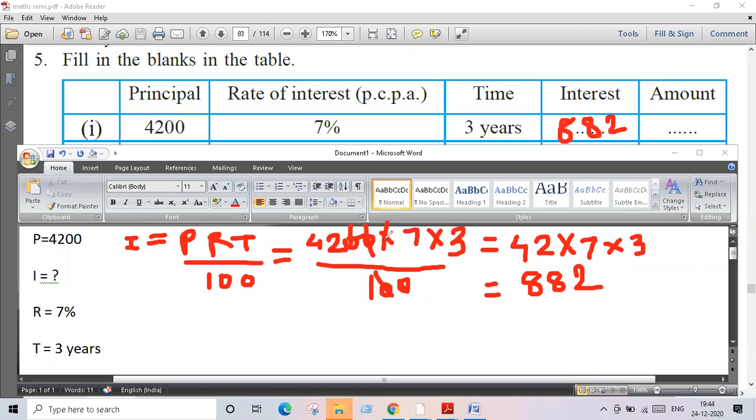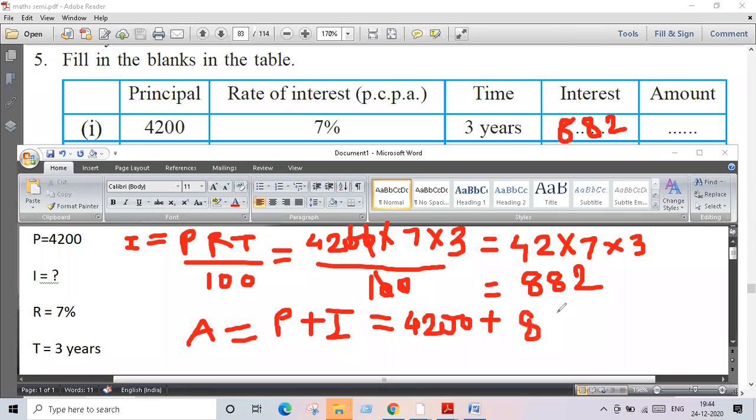And what is amount? Add करा. Amount is what? A is equal to P plus I. That is 4200 plus 882. So your answer is what? I will answer तुम्हाला बघायचे 42 plus 8 is equal to 50. 5082 is your answer.